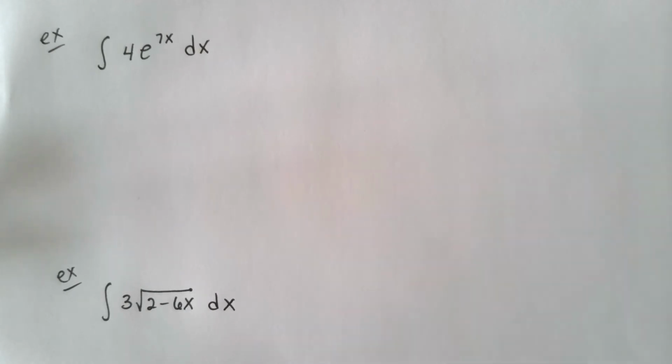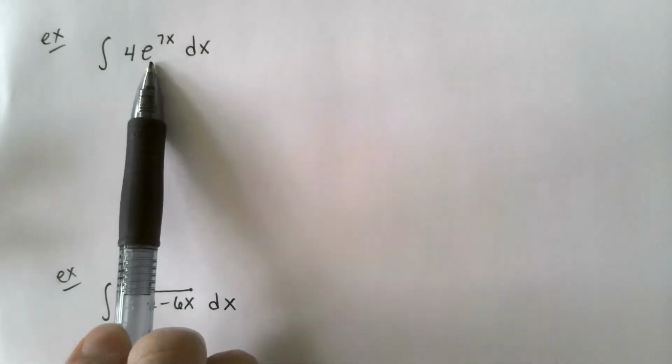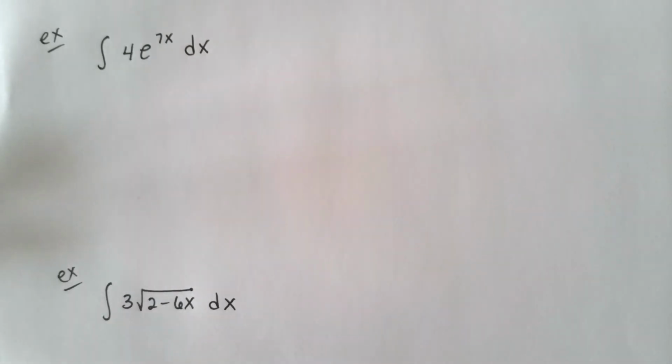So notice that the 7 is what's causing trouble in this particular integral. If we just had 4e to the x, we'd be good. E to the x, the 4 would carry down, e to the x is its own derivative, so we would just have 4e to the x and we'd be good.